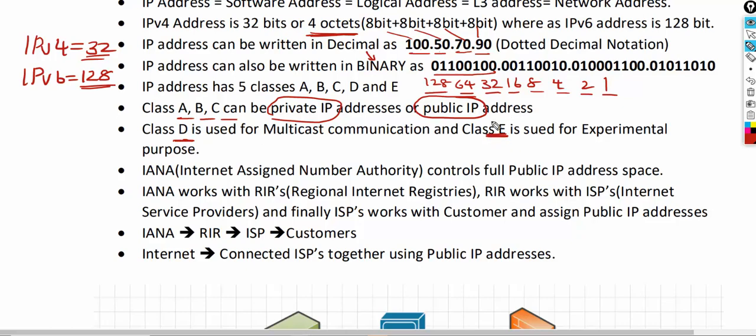Now, where are people getting IP addresses? Because we know every home should have a public IP address. It is coming from an organization called IANA. IANA stands for Internet Assigned Numbers Authority. They control the full public IP address space. They work with regional RIRs. RIRs work with ISPs. ISPs work with customers. That means you and me. So the definition of the internet is nothing but connected ISPs together.